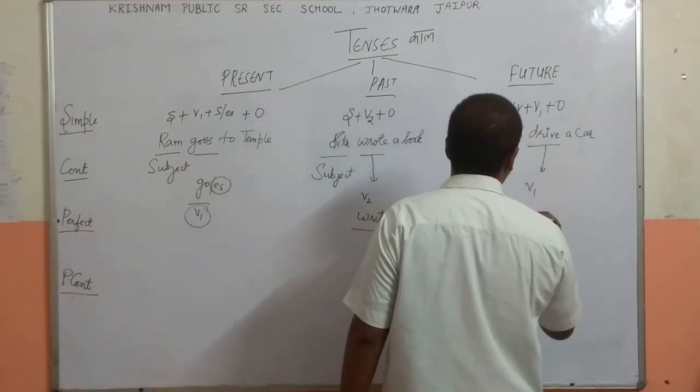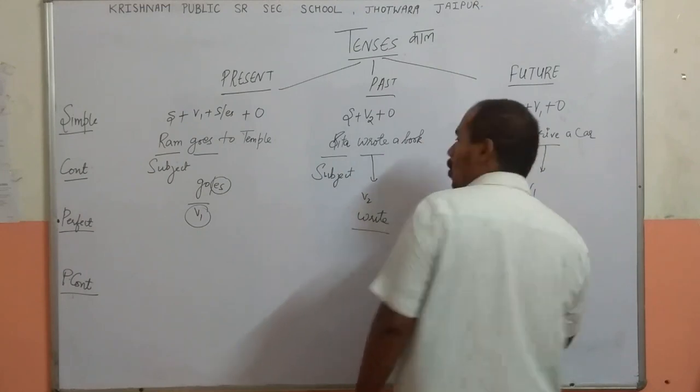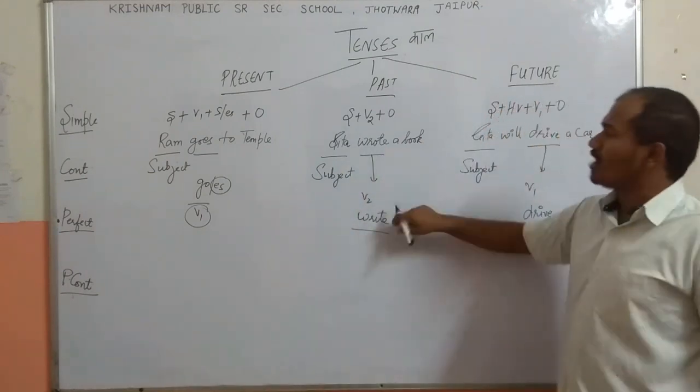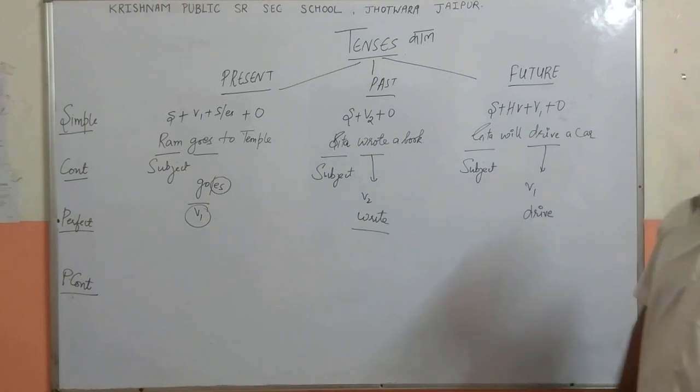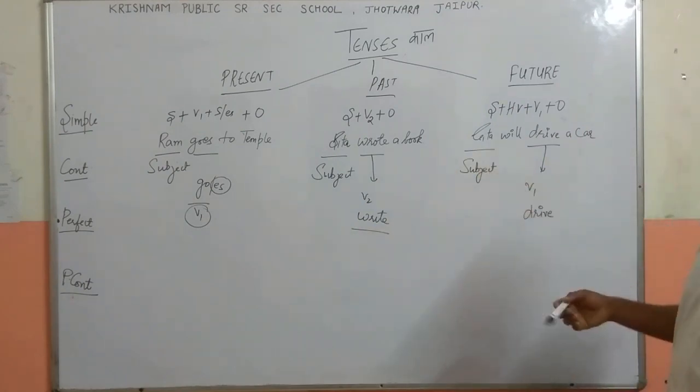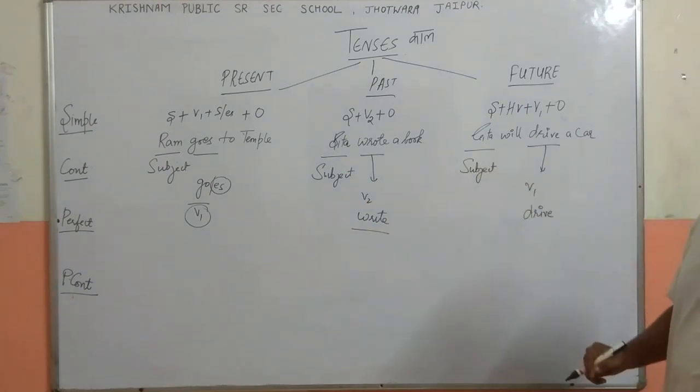Drive, this is verb's first form. Drive, drove, driven. This is the third form. So this is write, wrote, written. That is go, went, gone. So that way it comes. So this I just gave you for an idea.